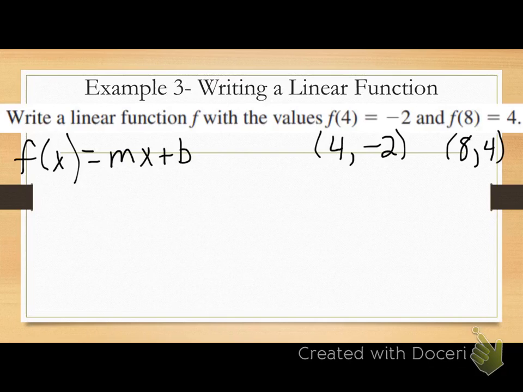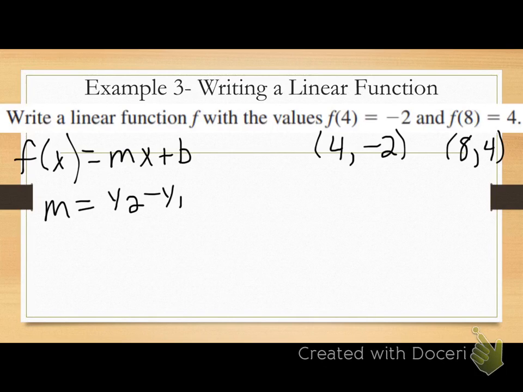Do I have the information I need to put it in slope-intercept form here? I can find my slope, right? Do I know my y-intercept though? No, because neither of my ordered pairs has an x value that's 0. So I can't just go straight to slope-intercept form. What am I going to have to start out with? Point-slope form. So let's find our slope first.